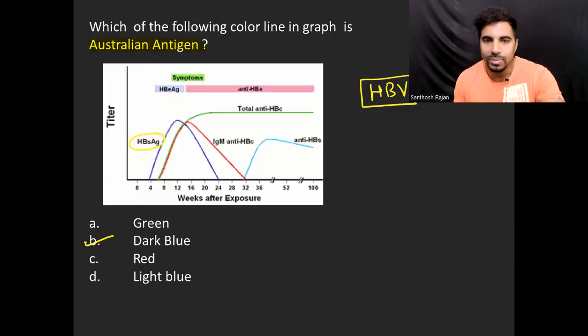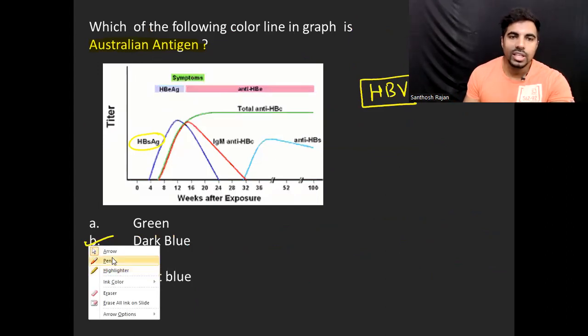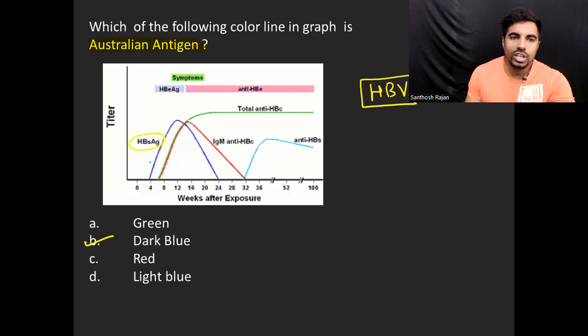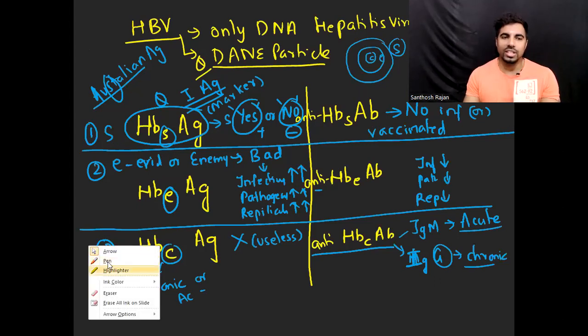So, in this picture, in some questions they have given, see here, from the starting of the infection till 24 days, HBsAg is just the diagnostic marker. And after 32, anti-HBs appears. In the in-between period, this one is the best, IgM antibody. It's because, as I told you, the first antigen to come is your HBsAg.